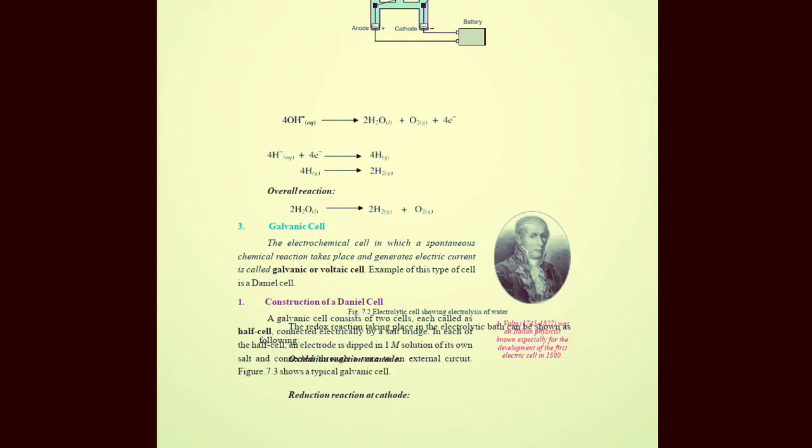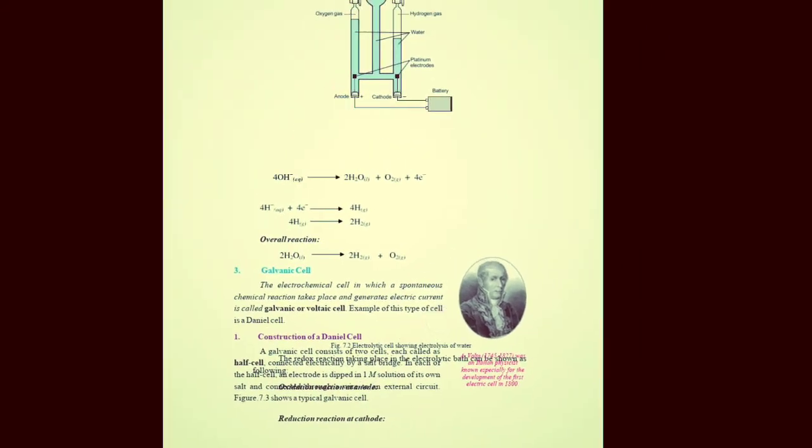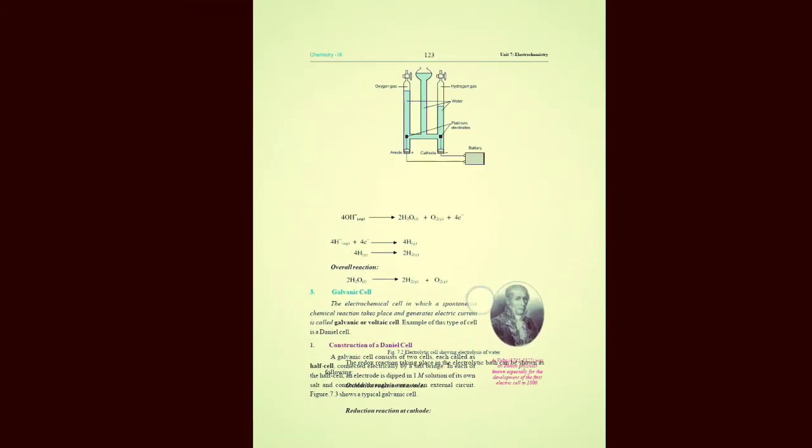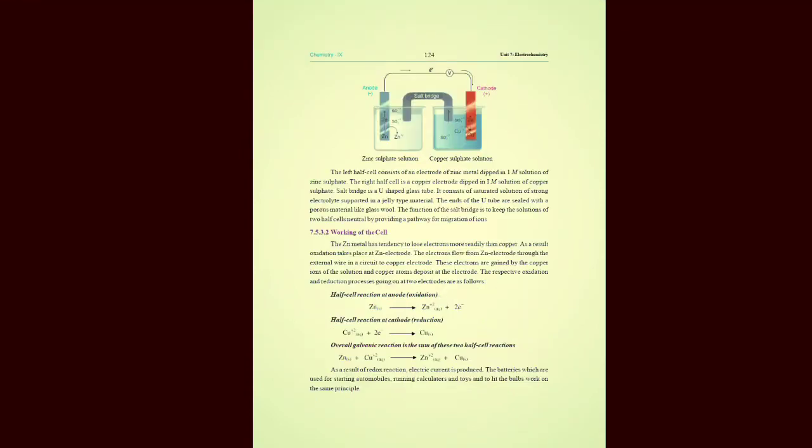A salt bridge contains salts, for example potassium chloride and sodium nitrate, which maintain the electrical neutrality between the two solutions. What is electrical neutrality and neutral solutions, we will discuss next. So move on to the next page, 124.